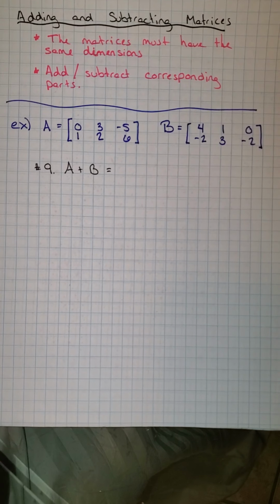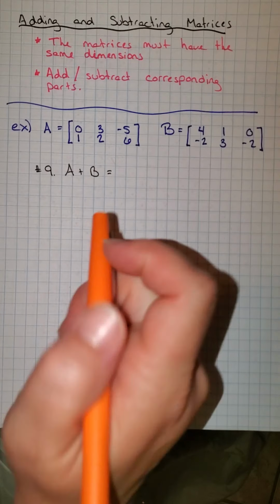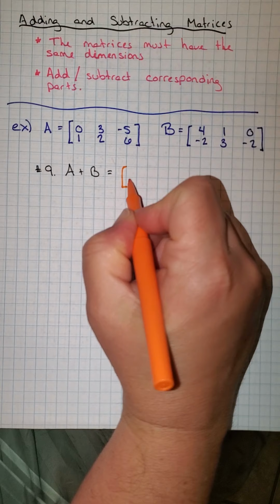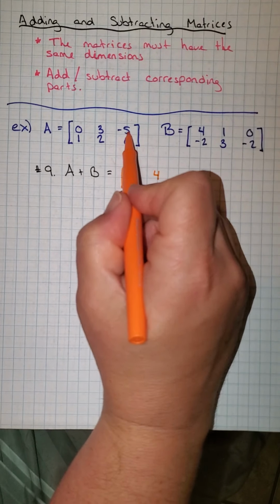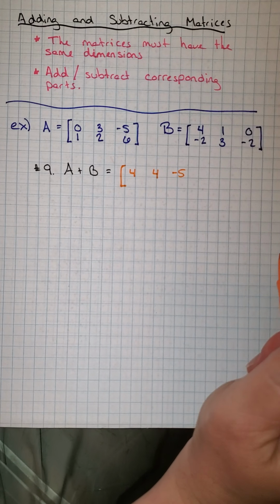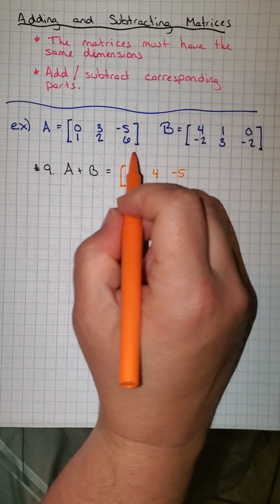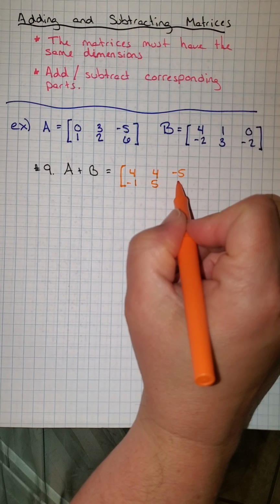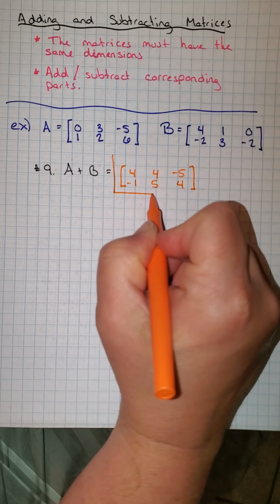And like I said, you just add the corresponding parts together. So we have 0, and we'll add it to 4 and get 4. 3 plus 1 will be 4. Negative 5 plus 0 will be negative 5. That's the first row in each one. Then the second row, 1 plus negative 2 is negative 1. 2 plus 3 is 5. 6 plus negative 2 is 4. And that's your resulting matrix. That's your answer.